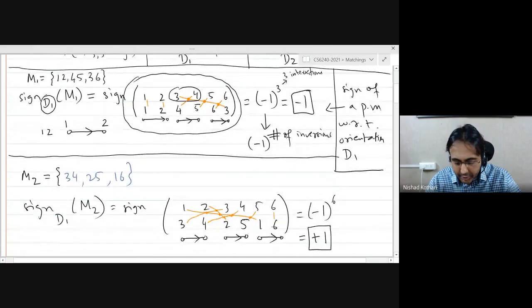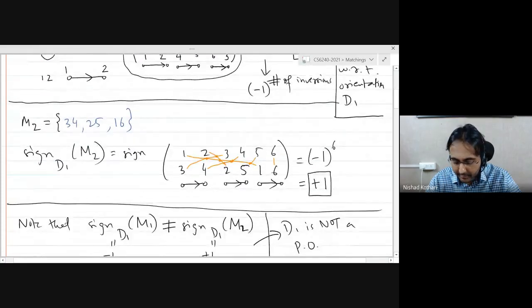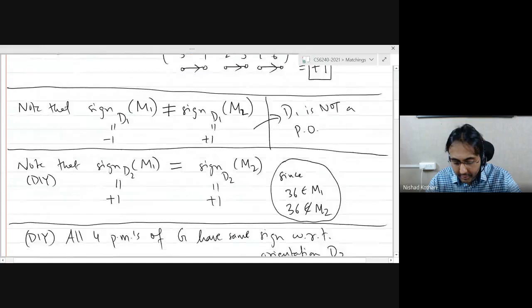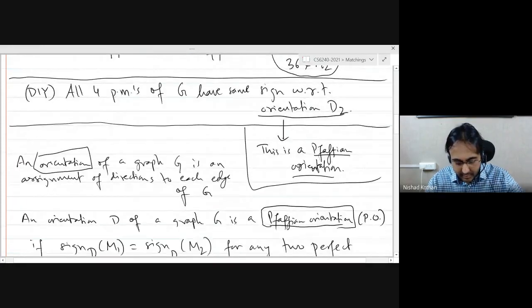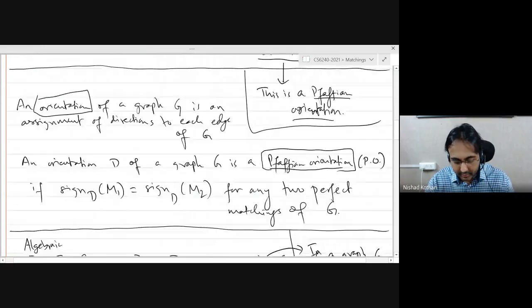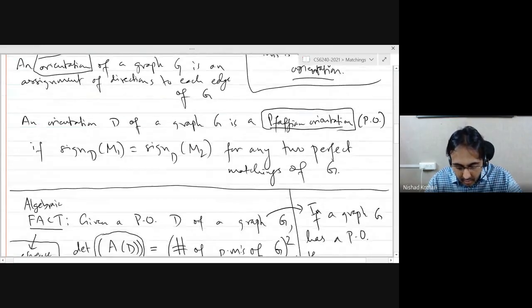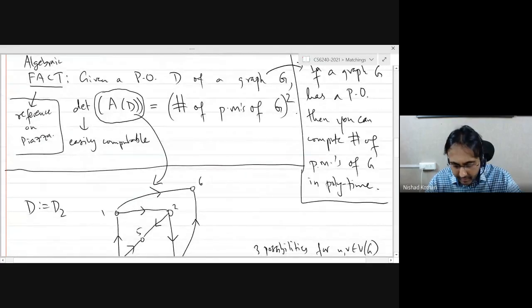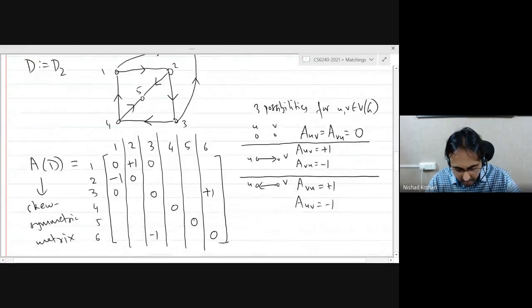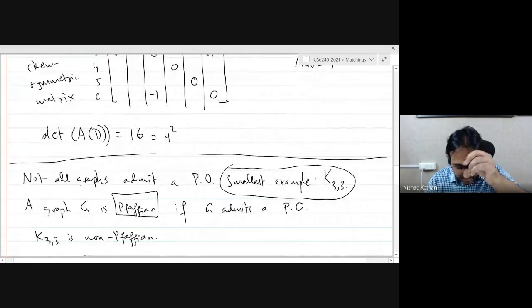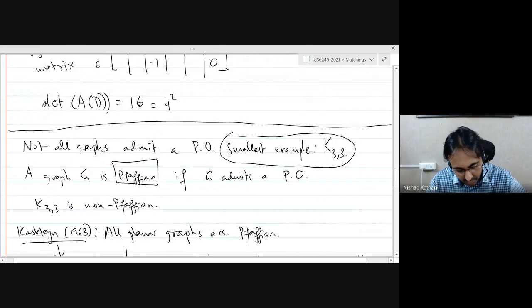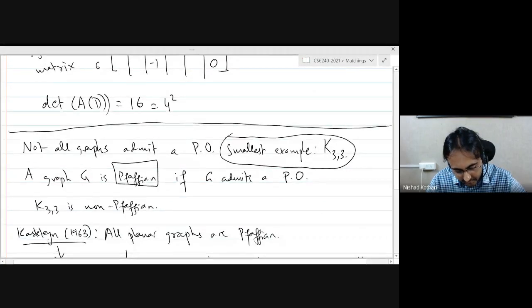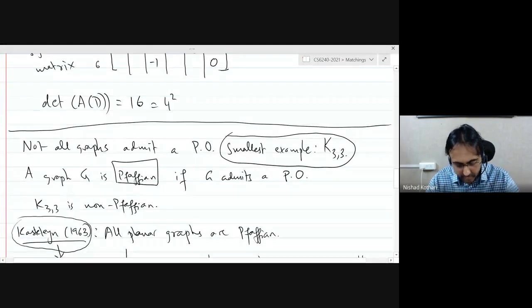And a graph which has a Pfaffian orientation is called a Pfaffian graph. But unfortunately, not all graphs have Pfaffian orientations. And the smallest graph that does not have a Pfaffian orientation is K33. We will prove that soon. And I mentioned that all planar graphs are Pfaffian due to a theorem by Kasteleyn from 1963. We will prove this theorem maybe in the next lecture.